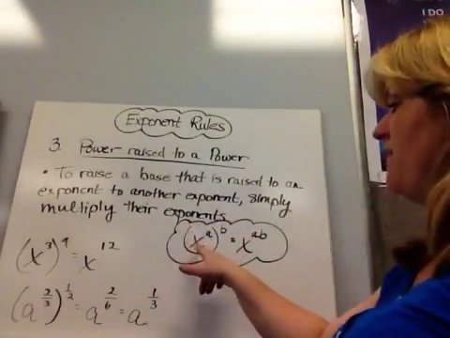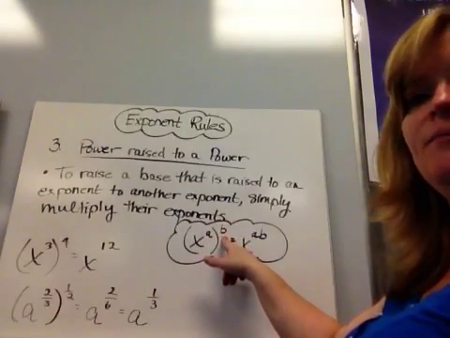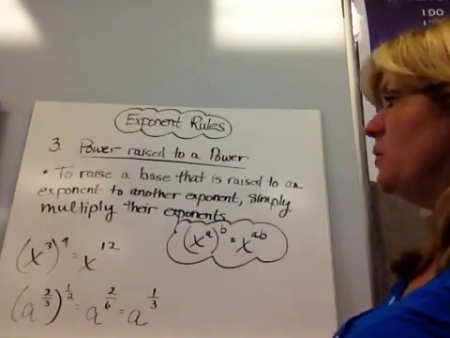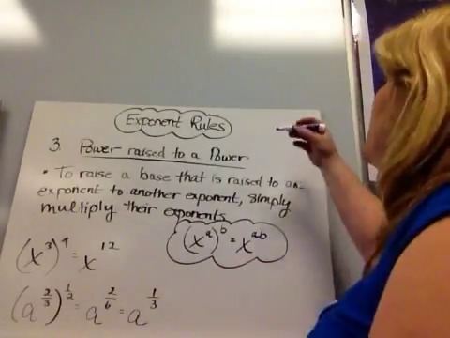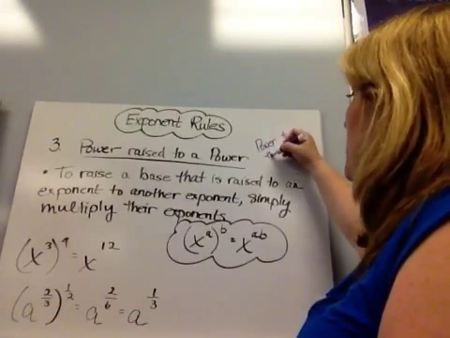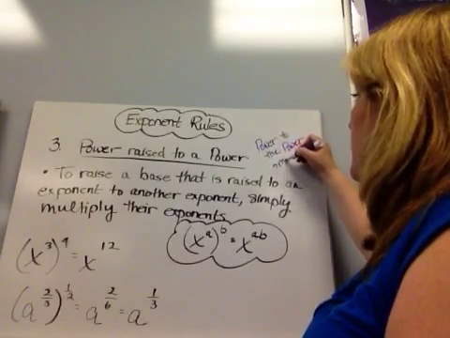If I have x to the a and the whole thing is raised to the b, you can simply write it as x to the ab. I like to call this power to the power. Power to the power. And you actually multiply.